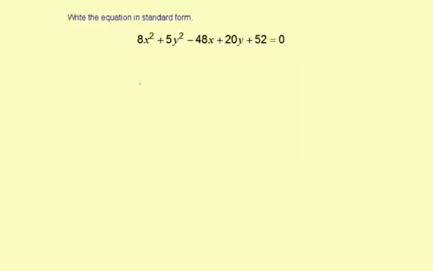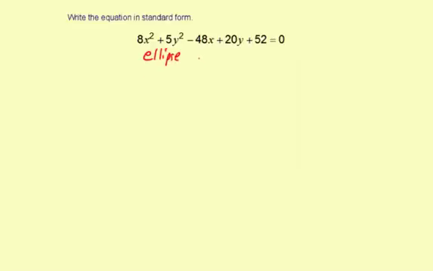Write the equation in standard form. First thing I'm going to do is figure out what type of conic section it should be. We have an x squared and a y squared. They're both the same sign, and they have different coefficients. That means it has to be an ellipse.